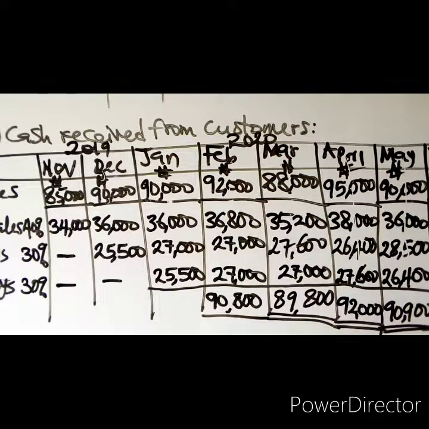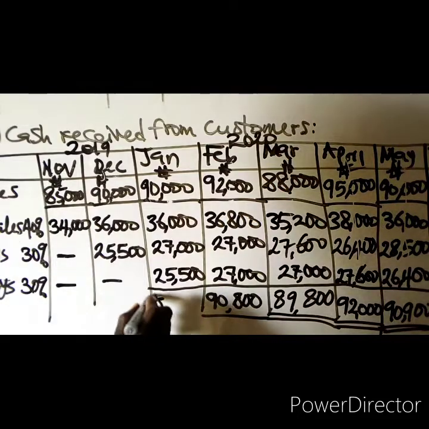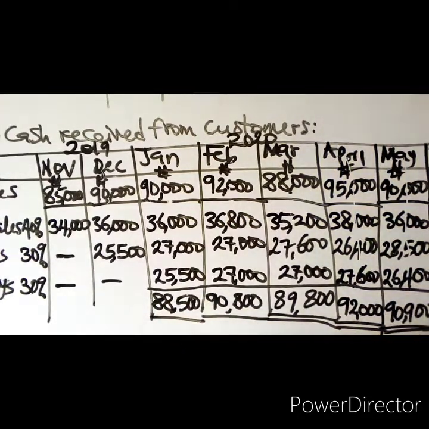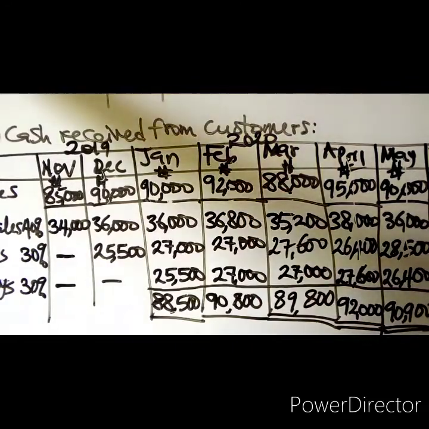Then January 2020, we have 36,000 plus 27,000 plus 25,500. Then we have 88,500. These are the amounts that will be entered in the cash budget for the month of January to June 2020. So we now have cash receipt from customers.